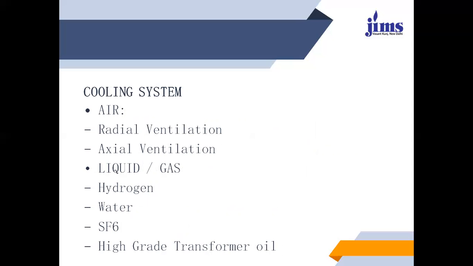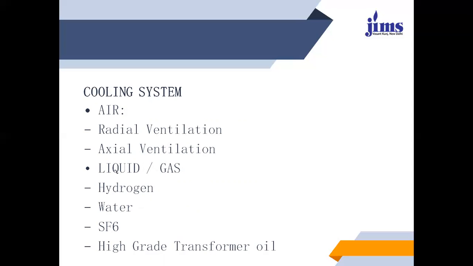Cooling systems are normally of two types. First is the air type, and the second is the liquid or gas type. Whenever we look at the air type, the question is how the air will circulate within the machine. Either radial ventilation is there, or we provide axial ventilation to the machine. So these two types of ventilation are provided, either radial in nature or axial in nature, in the cooling system.